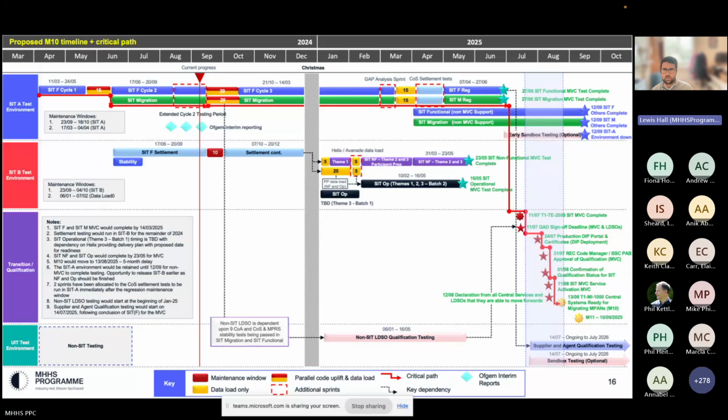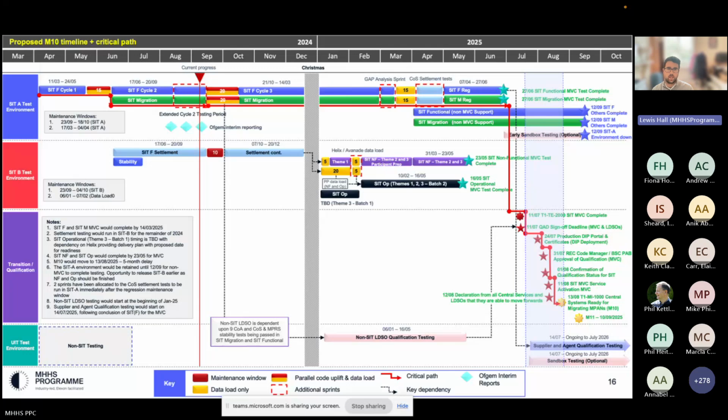You'll notice that against SIT, there's two chevrons here for SIT operational. SIT operational themes 1, 2, 3, and that's batch 2 of theme 3 require the SIT-B environment. SIT operational theme 3 batch 1, which is the service management components, does not require the SIT-B environment. So there's some flexibility around when that starts. The intention at the moment, as per the plan, is for that to start in early January and be the first part of SIT operational testing that we can do.